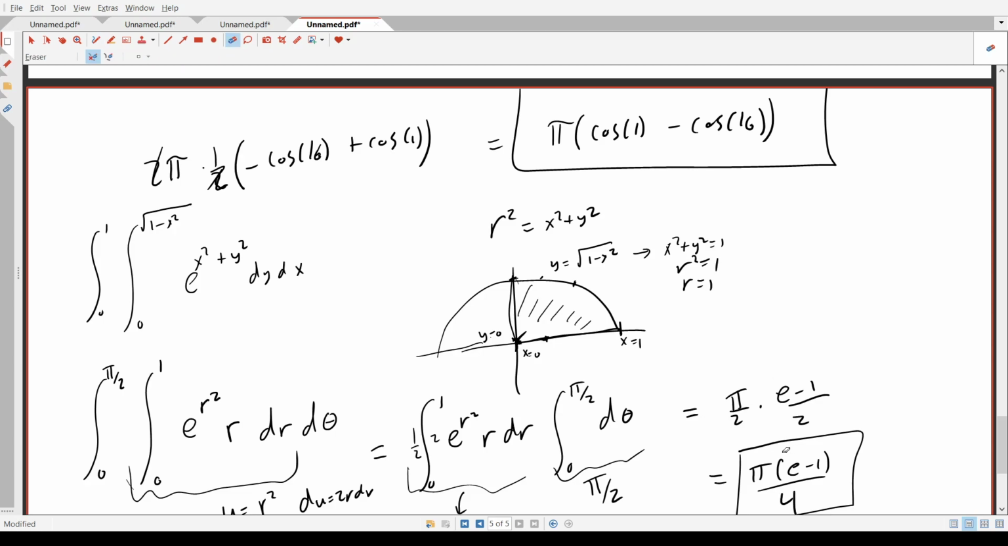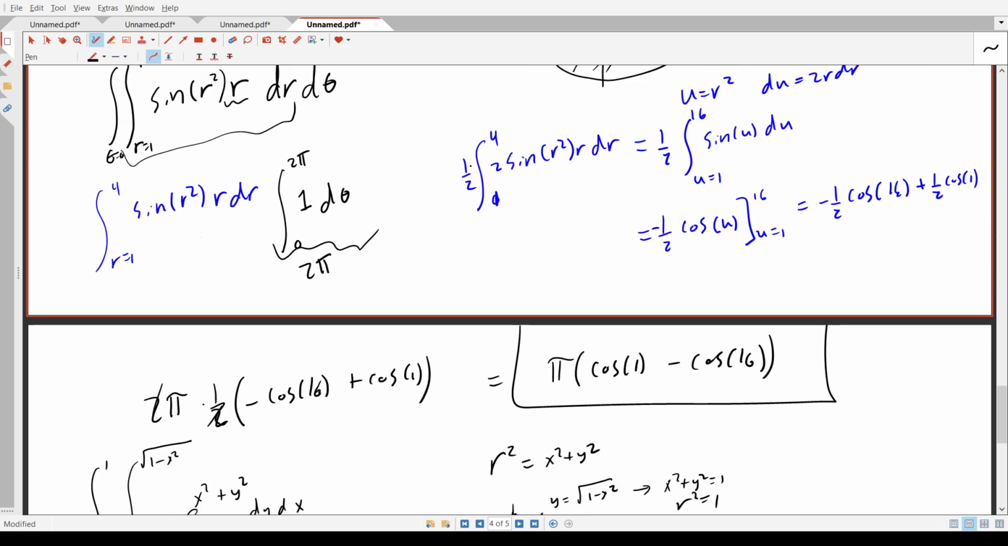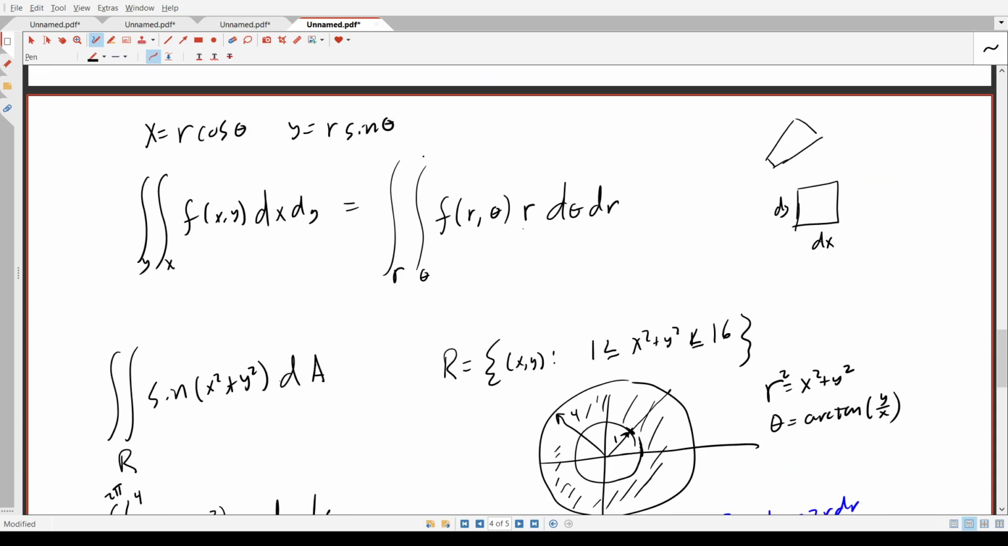Okay, so draw the region. Then look for each variable, what is the minimum value and what is the maximum value for that particular variable, right? So here I look at r. What is the minimum r and what is the maximum r? It's not always going to be a constant. It might depend on x or it might depend on y or something like that, like we saw in these earlier ones.